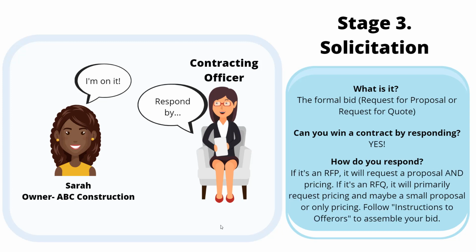Here we go. We've got stage 3. This is the solicitation. This is kind of what everybody looks for and refers to, even though, as you can see, every stage is not the solicitation. Every stage is not a bid. You can't win a contract off of any of these stages. Stage 3 is the only stage you could actually respond to and win a contract award.